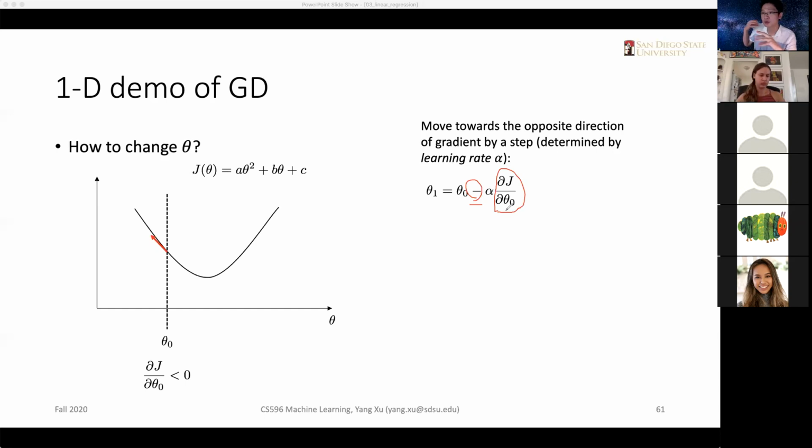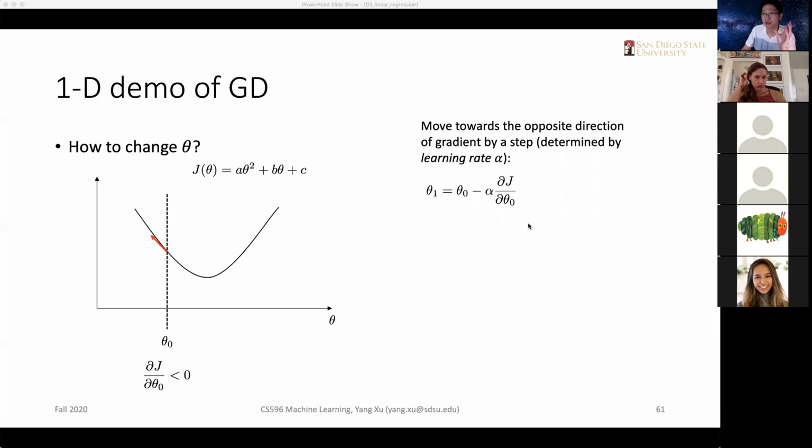But we don't want to go with a step that's too big. We need to control how big a step we go by multiplying the gradient with some constant, alpha, and we call this alpha the learning rate. So this is how big a step we want to go against the direction of gradients. Let's say it again: the minus here makes sure that we are going against the direction of gradients, and the alpha determines how large our step is. So that's how we update the values of theta.